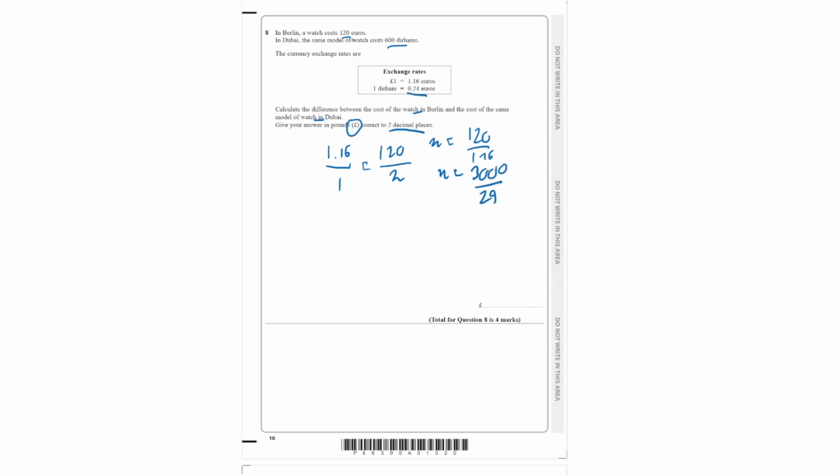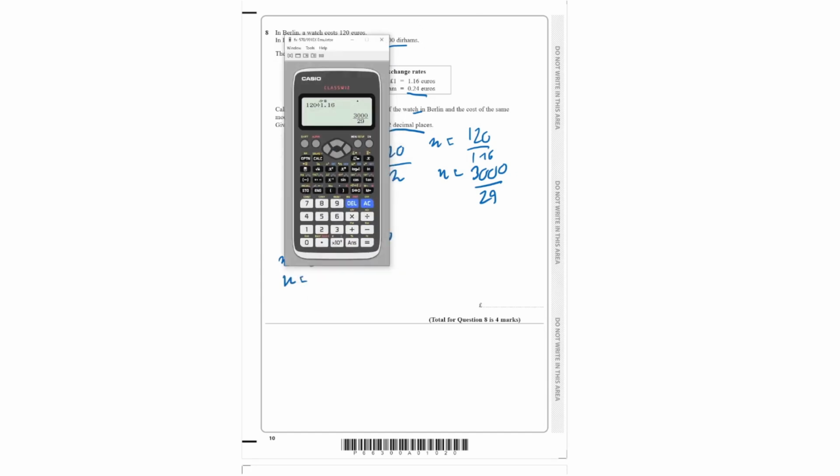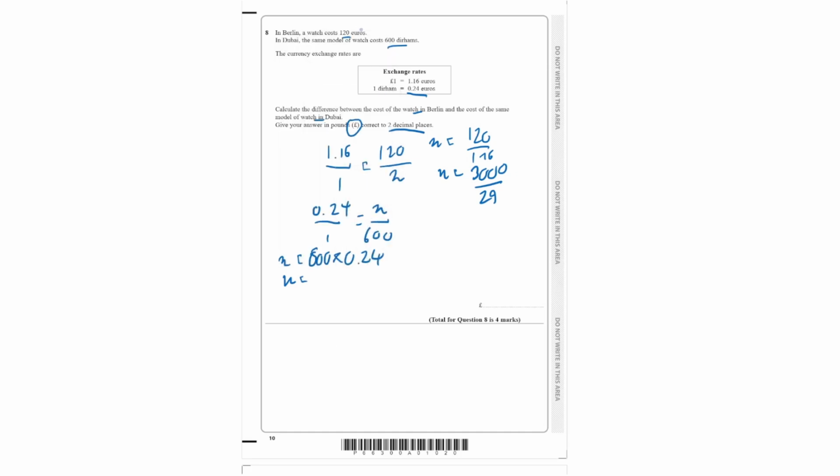Now, to find the watch price in dirhams in pounds, we have to first convert to euros. So we can write here 0.24 euros is to 1 dirham, and an unknown x is to 600 dirhams. So we can simply multiply both sides by 600. That gives us x is equal to 600 times 0.24. So let's see what that is. 600 times 0.24 gives us 144.